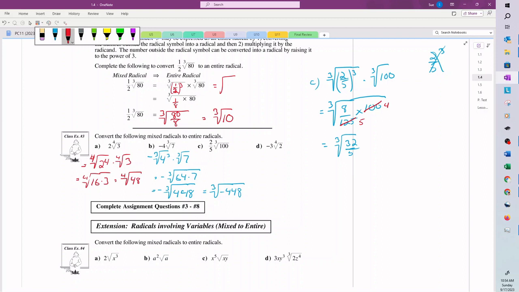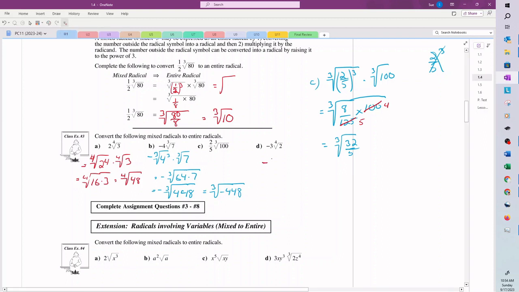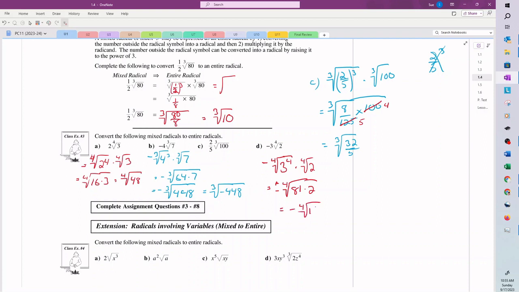Then example D. This time I don't have an option. I cannot bring the negative in because the index is even. So this is going to be negative the 4th root of 3 to the power of 4 times the 4th root of 2, so negative the 4th root of 81 times 2, which is negative the 4th root of 162. Okay, and that is the end of part B of this lesson.